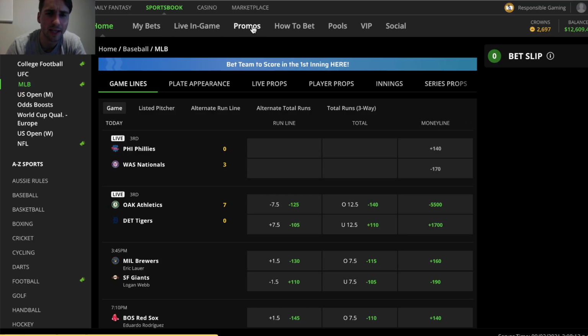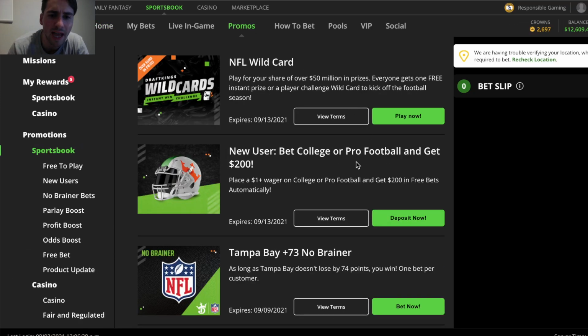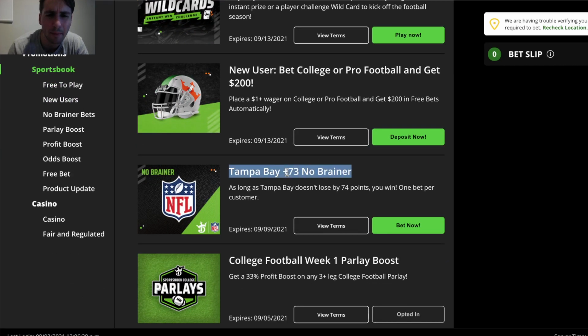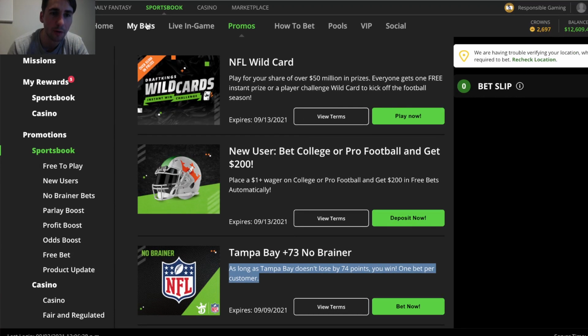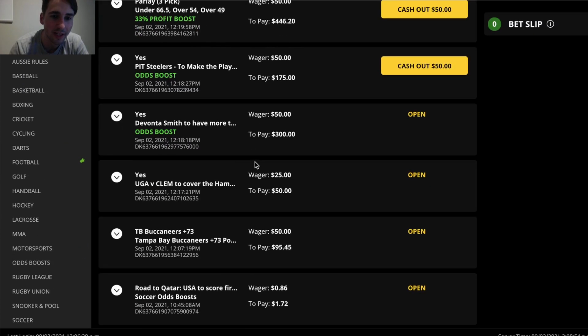And then in DraftKings, you can see a promo here. I'm pulling up the promos tab right now. Tampa Bay, you can get their point spread plus 73. So this says Tampa Bay plus 73, no brainer. As long as Tampa Bay doesn't lose by 74 points, you win. So what are the odds Tampa Bay, the second best team in the NFL, is going to lose by 74 points? It's literally not going to happen.